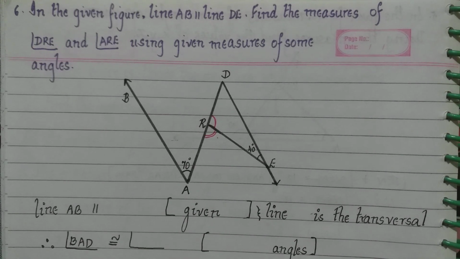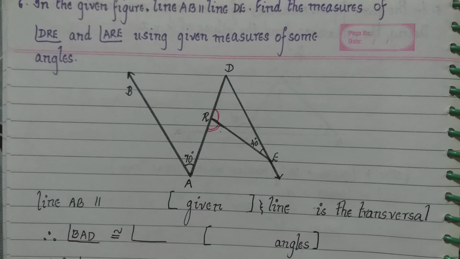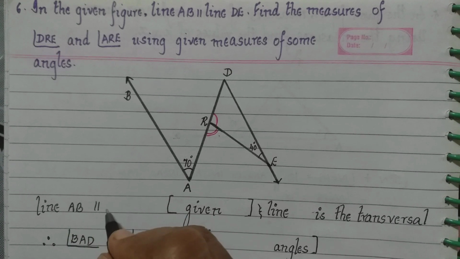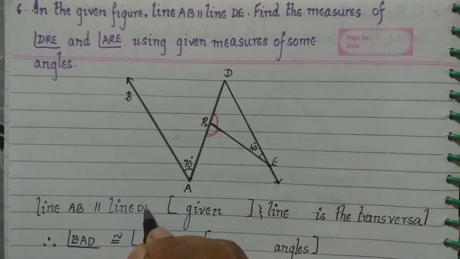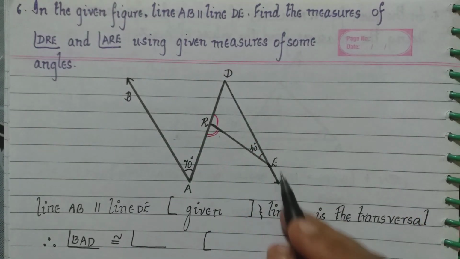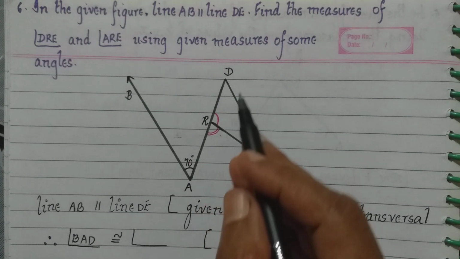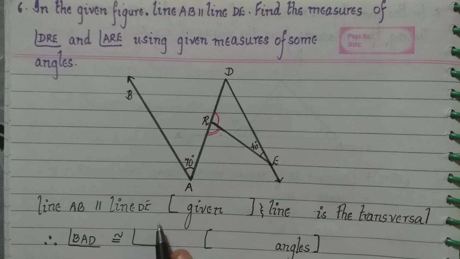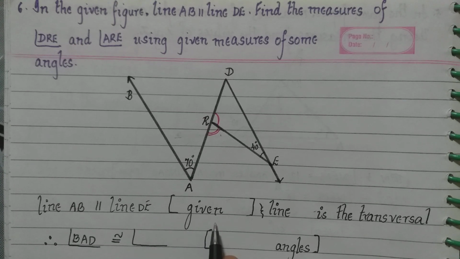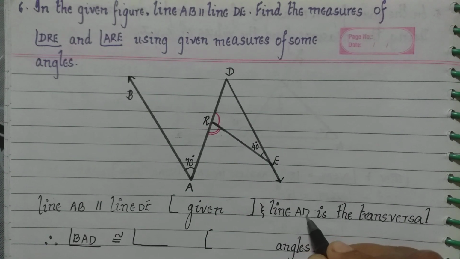Now, they have given us here that line AB is parallel to line DE. So, I write here line AB parallel to line DE, and between AB and DE we see there is a line segment which is joining them. So, that forms the transversal. Which is it? That is line AD. So, line AB parallel to line DE is given, and line AD is the transversal.